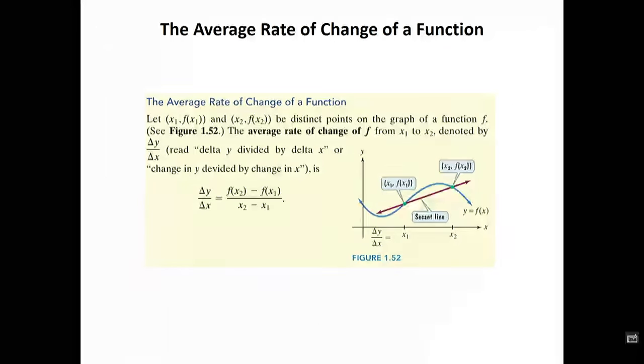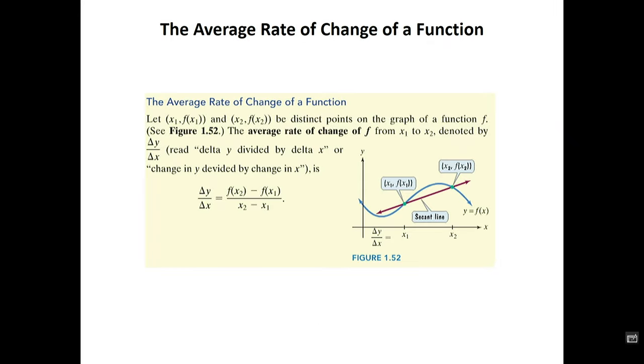Welcome back. Let's now discuss the average rate of change of a function. We define the slope of a line to be the change in y over the change in x. In other words, we interpret the slope as the rate of change. It describes how fast y is changing with respect to x. Now for a function, let's assume that we have 2 points on the graph of a function.